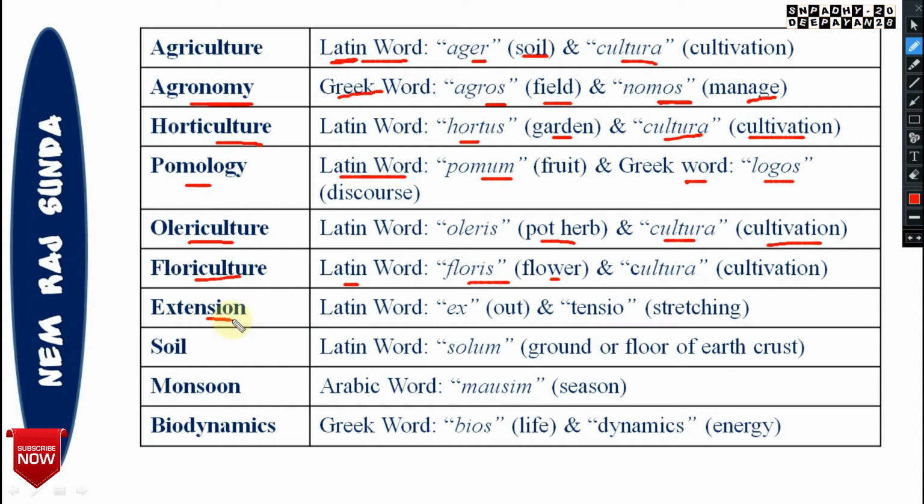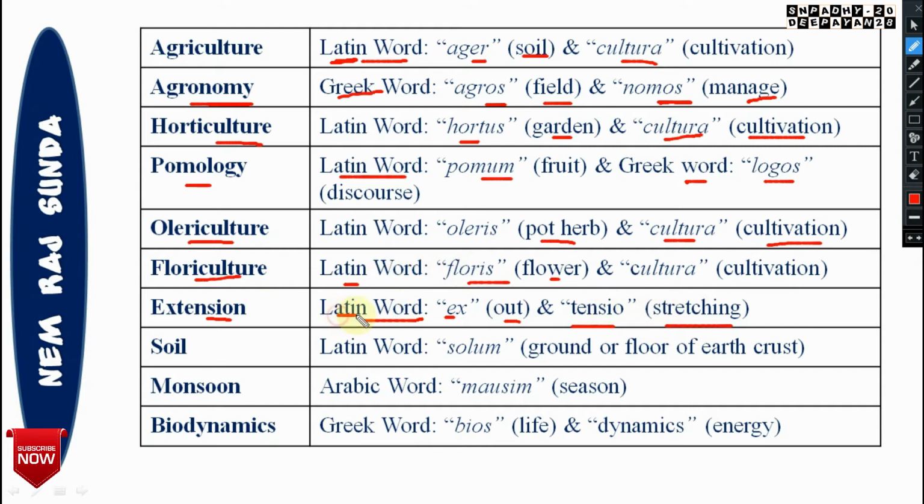Similarly, extension. Again both are Latin words. Ex means out and tensio means stretching. So whatever information is there, you have to stretch it out. That is extension. Ex means out and tensio means stretching.